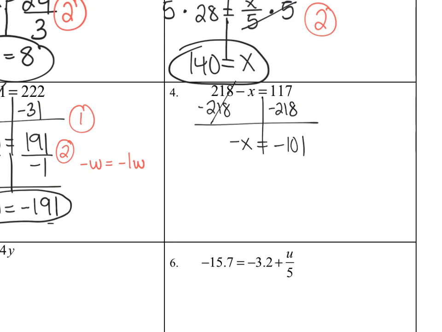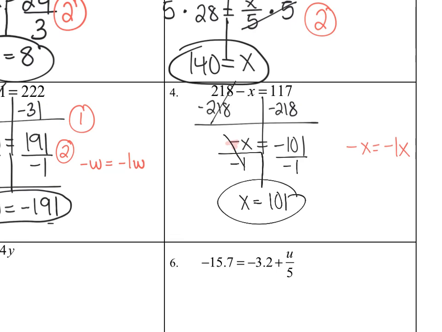And then remember that negative x is the same thing as negative 1x. So if I want to get rid of that negative symbol out front of my x, what I need to do is divide by negative 1 onto both sides of my equation. When I do that, I'm now left with x equals negative 101 divided by negative 1, which is a positive 101. So my answer is positive 101. Again, you can see that I have done the two steps. I subtracted 218 and then I divided. So I got rid of the adding and subtracting, and then I got rid of the multiplying or dividing.